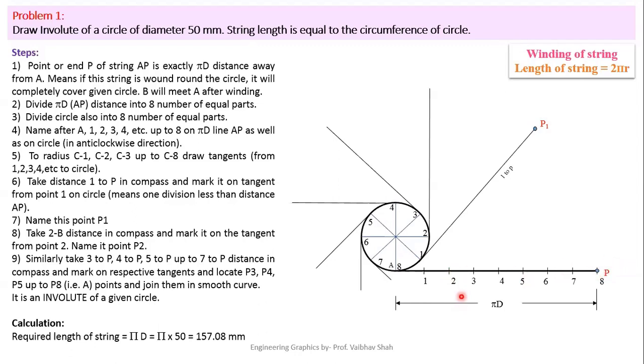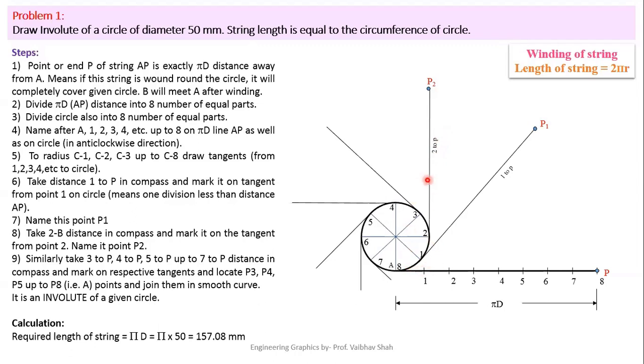So now once again take out your rounder, put your rounder at point number 2, take the distance equal to point 2 till point P. Now put your rounder at point number 2 on this circle and locate this distance on this line. You will be having this as point number P2, which is the distance from 2 to P.